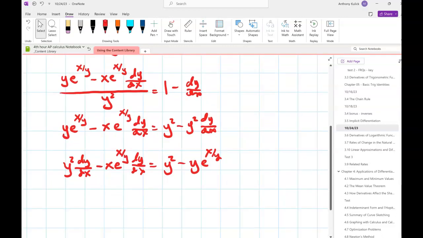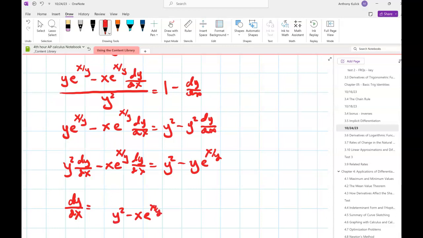So then all in one step, I'm going to factor out the dy/dx and divide by the y squared minus x e to the x over y. I think that ought to do it.